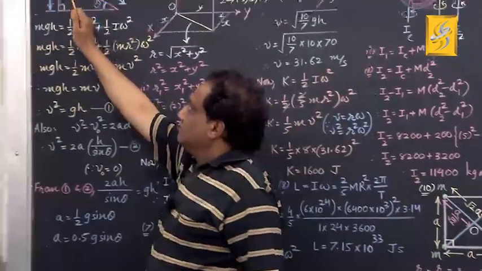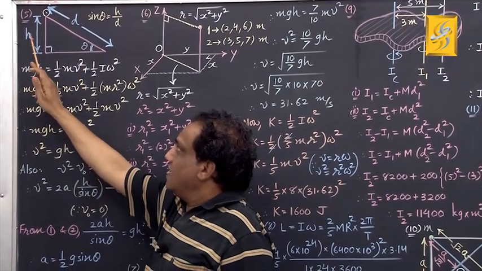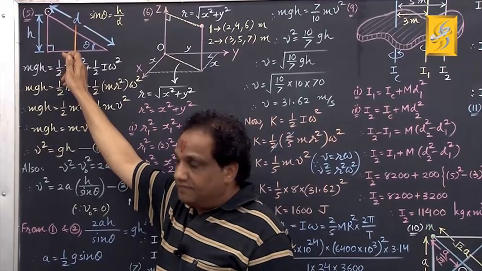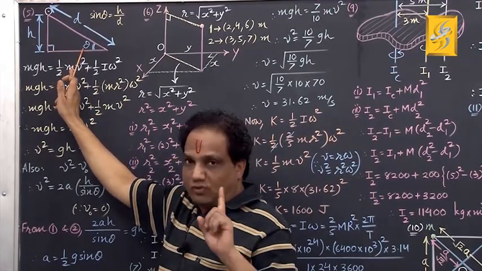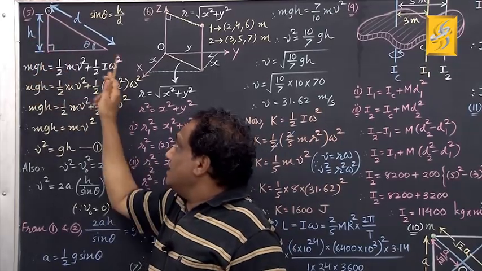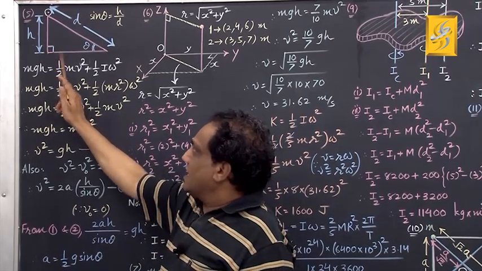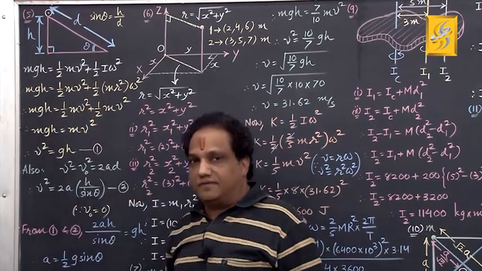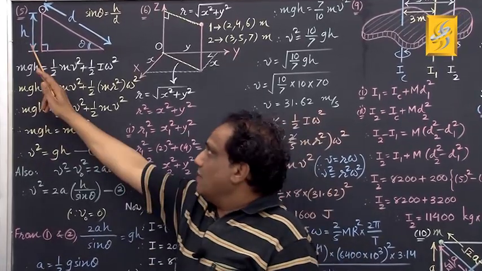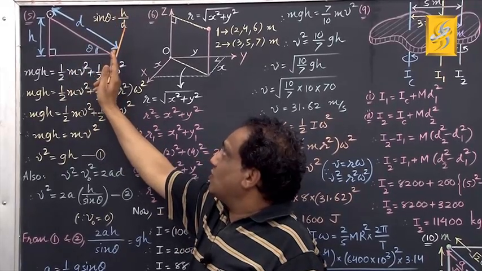We are given a slope of angle theta, height h and length small d. Theta is the angle of slope, h is the height of the slope, d is the length of the slope. In this right angle triangle, just find out sin theta. It will be opposite upon hypotenuse. Opposite is h, hypotenuse is d. So it is h upon d.